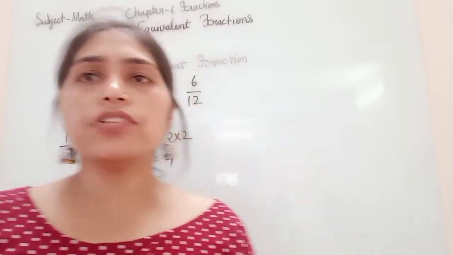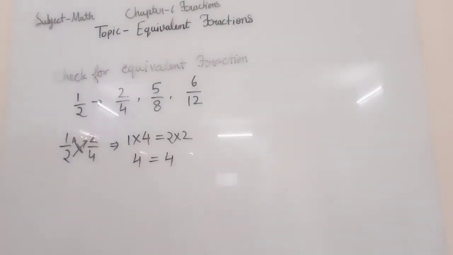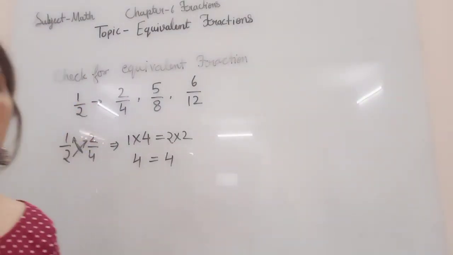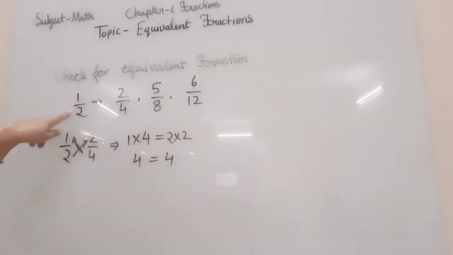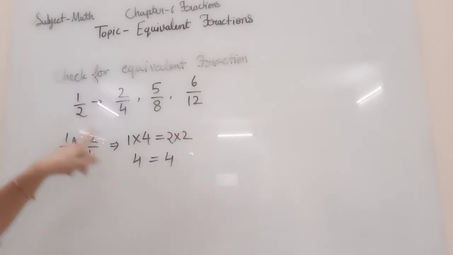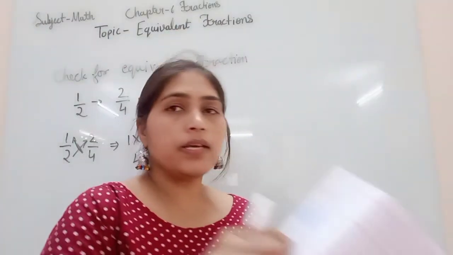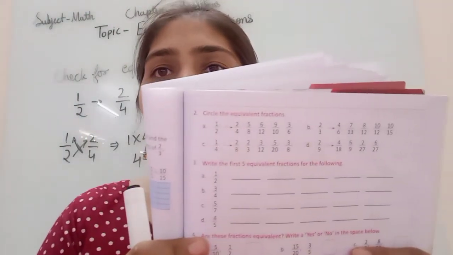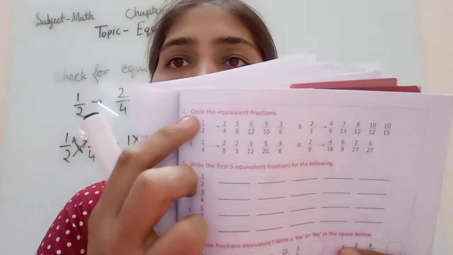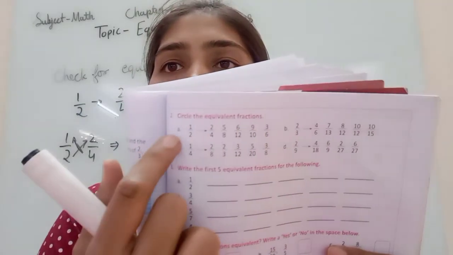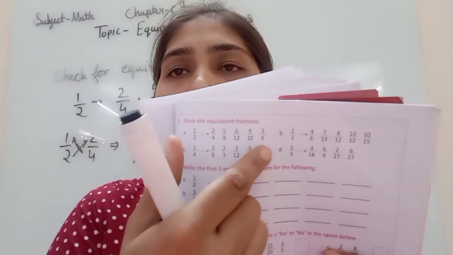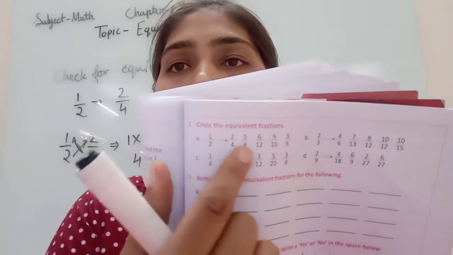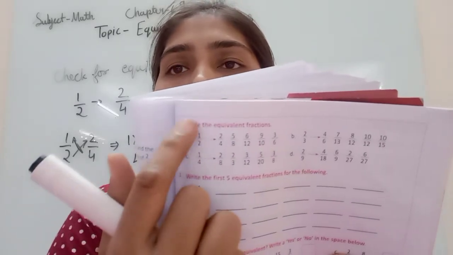So now how will we check whether these are equivalent or not? Yes, so how will we check that these fractions are equivalent to 1 by 2 or not? There is one question in your book. See here, question number 2, this one. Here they have written: circle the equivalent fractions. They have given 1 by 2, and a few fractions in front of 1 by 2. So you have to circle the equivalent fractions, the ones equivalent to 1 by 2.